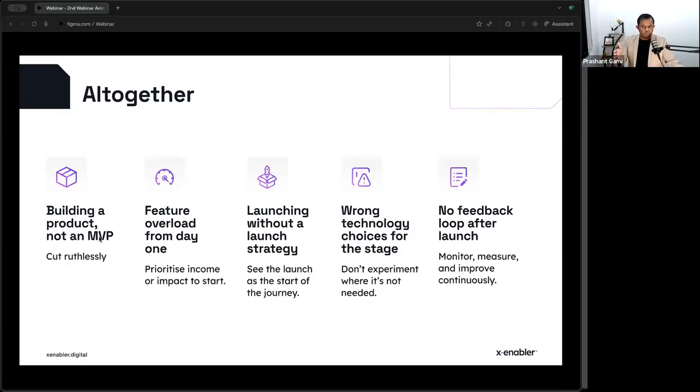So scope your product, build only the MVP, cut ruthlessly. Whatever is not required to sell version 1, cut that. Define the bare minimum scope that you need to build. And then don't feature overload, prioritize income over the impact. So if your product is, in many cases, an impact project, you still need to generate money.